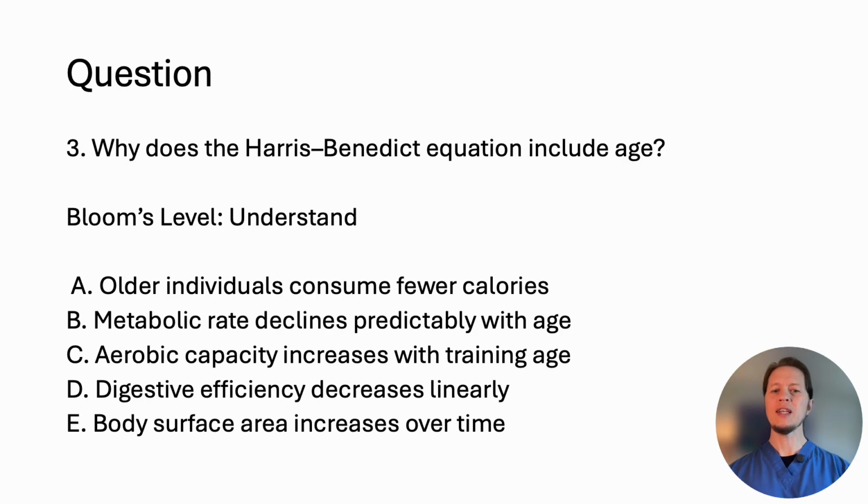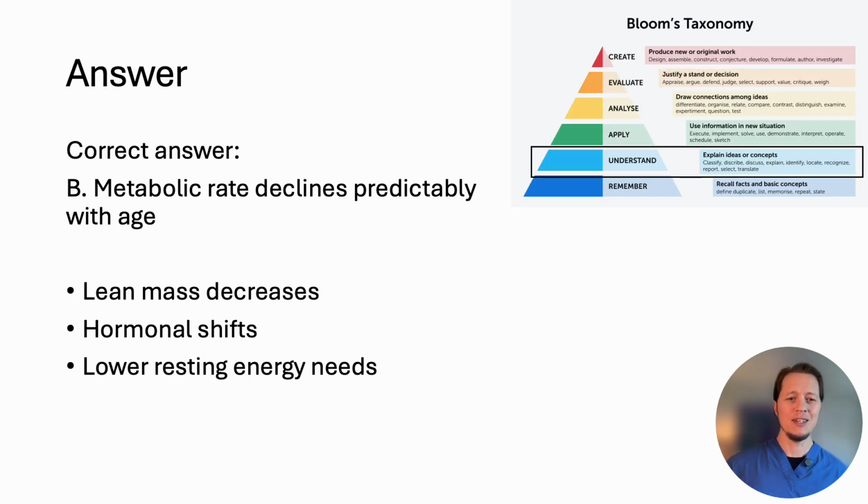Question 3, why does the Harris-Benedict equation include age? Is it A, older individuals consume fewer calories, B, metabolic rate declines predictably with age, that sucks, C, aerobic capacity increases with training age, D, digestive efficiency decreases linearly, or E, body surface area increases over time? Hopefully you got the hint there.